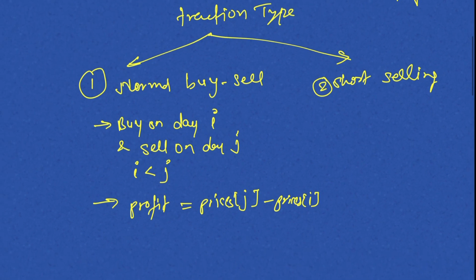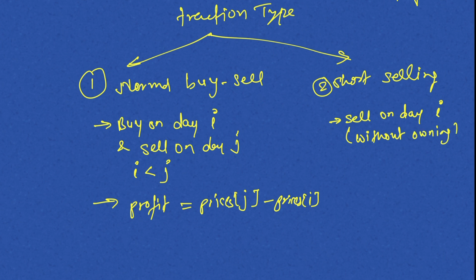Now understand the other type, short selling. In short selling, you need to sell on day I without owning. Without owning, you will sell the stock, and don't think that you need to buy first. Here is the confusion: without owning, we can sell the stock. Are you understanding or not?